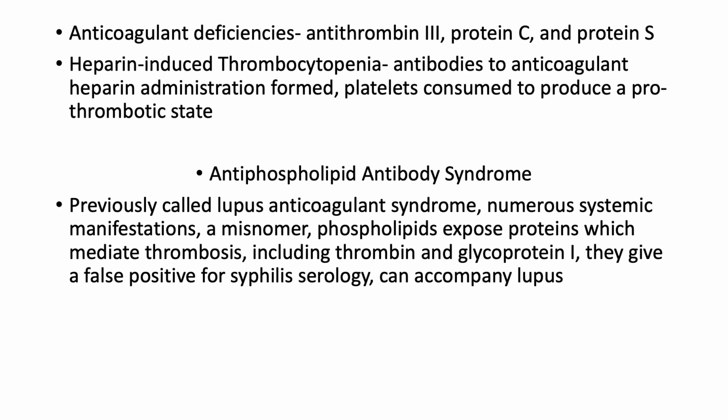Also, antiphospholipid antibody syndrome. This was once called lupus anticoagulant syndrome. There are numerous systemic manifestations. This is a misnomer. The phospholipids expose proteins which mediate thrombosis. They include thrombin and glycoprotein 1. These will give a false positive for syphilis serology, and they can accompany lupus.